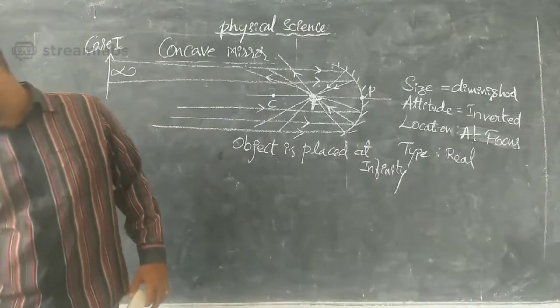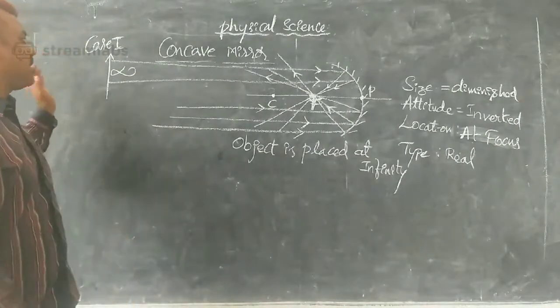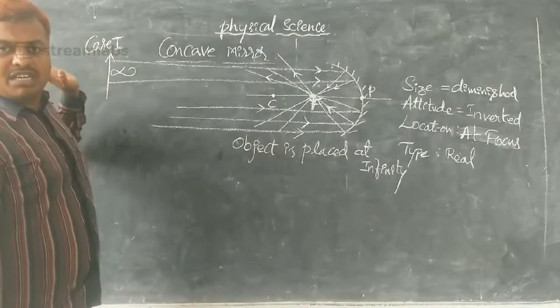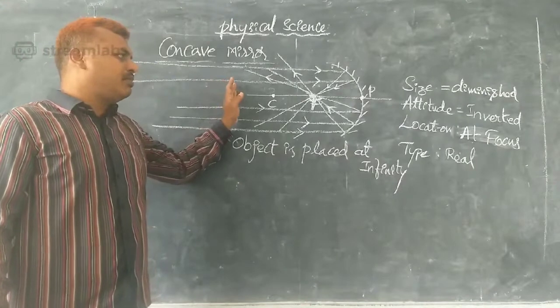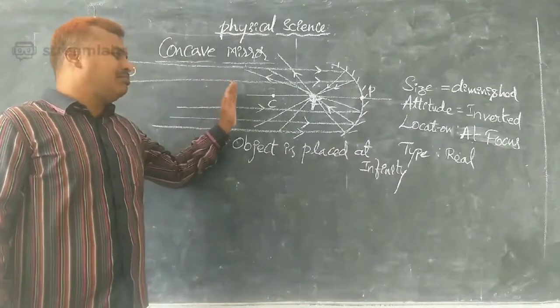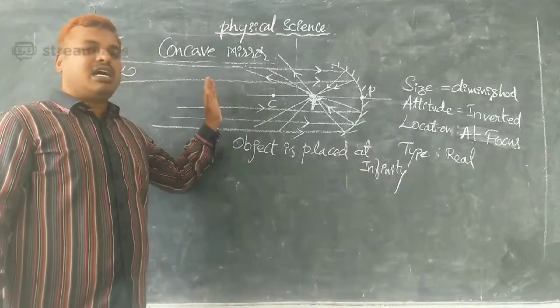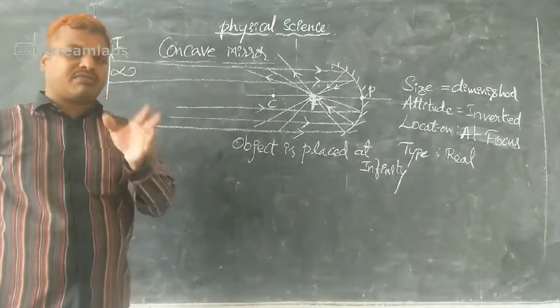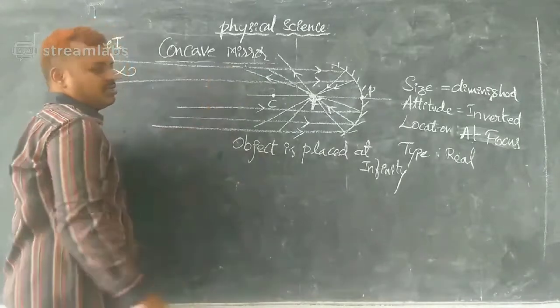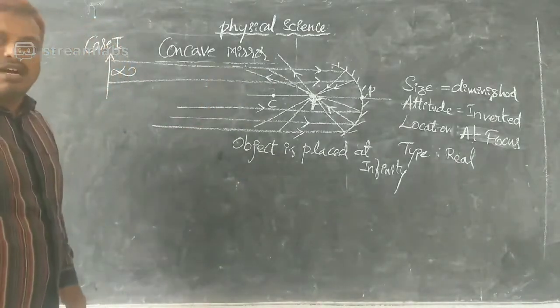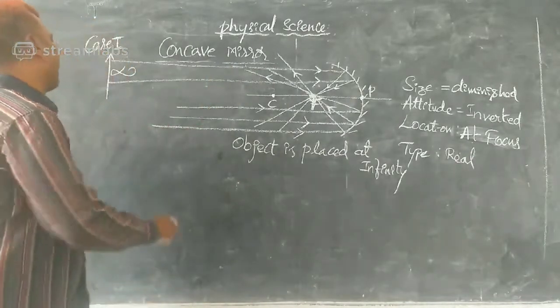Now let us see the object when it is placed. Now object is placed at infinity. Now what I will do, I will bring that a little minimum distance beyond the center of curvature. So beyond the center of curvature, somewhere here I will place. What happens to the image? Let us see.